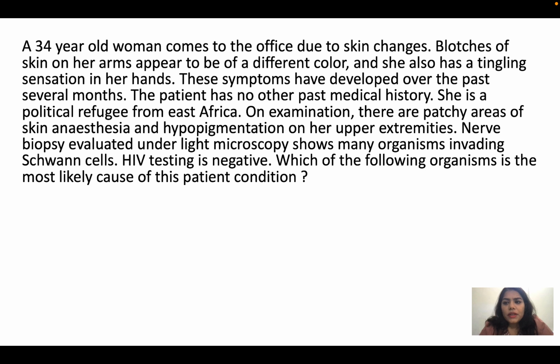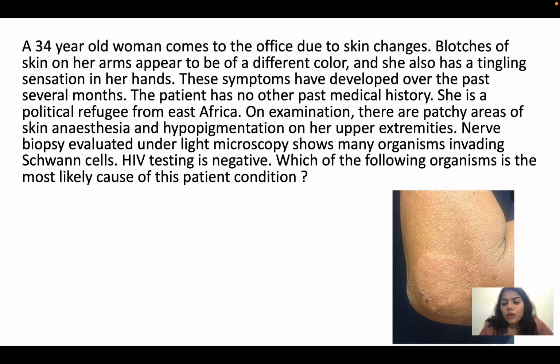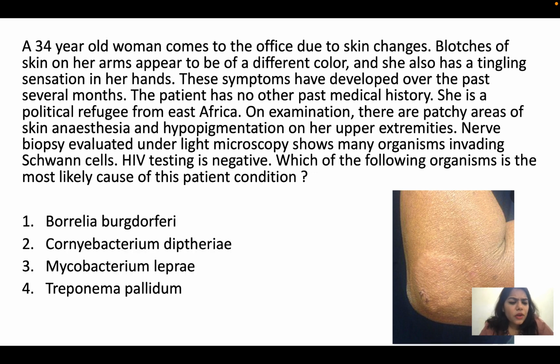On examination, there are patchy areas of skin anesthesia and hypopigmentation on her upper extremities. Nerve biopsy evaluated under light microscopy shows many organisms invading the Schwann cells. HIV testing is negative. Which of the following organisms is the most likely cause of this patient's condition? This is the photo of the patient, and these are your options: Borrelia burgdorferi, Corynebacterium diphtheriae, Mycobacterium leprae, and Treponema pallidum.